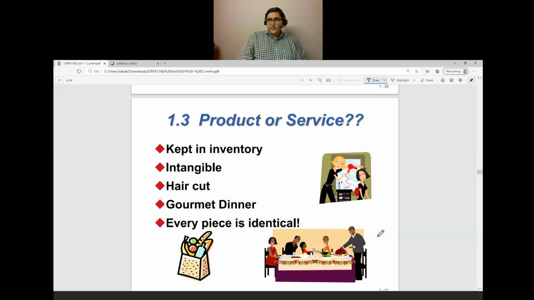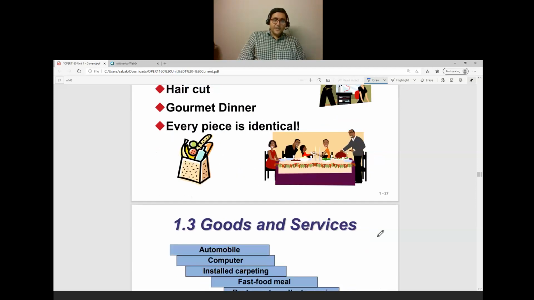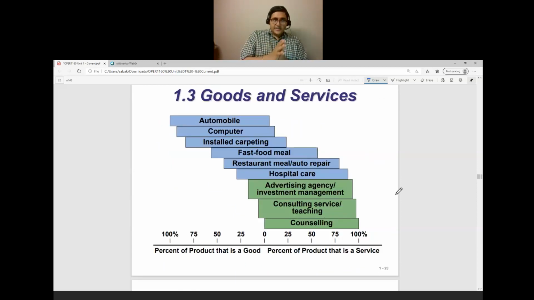That's what is shown here. A haircut, or you going to a restaurant for having your food. Now what about that? This is a question which I normally ask my students. When you are going to a restaurant for having your food, is it a service industry or a goods industry? We will see that.